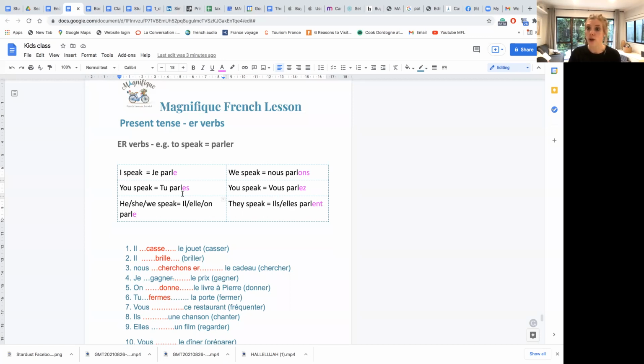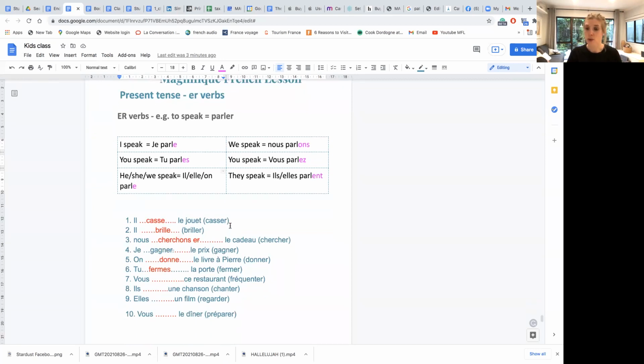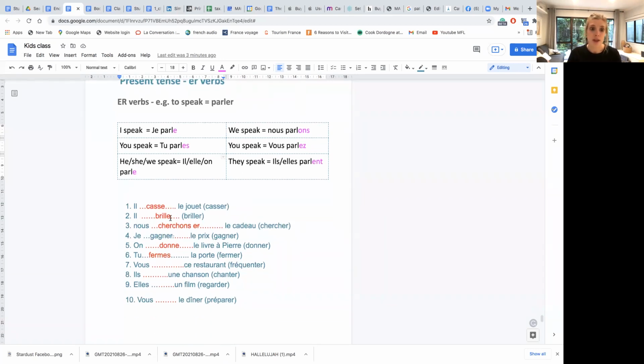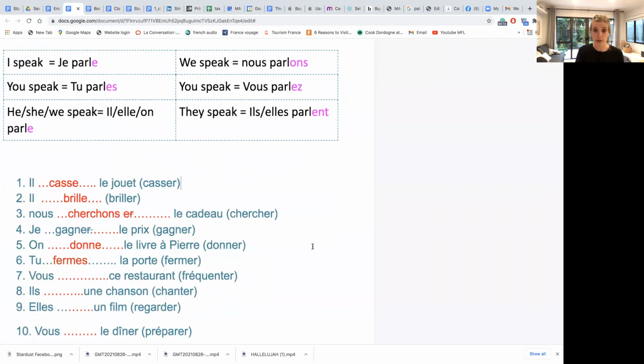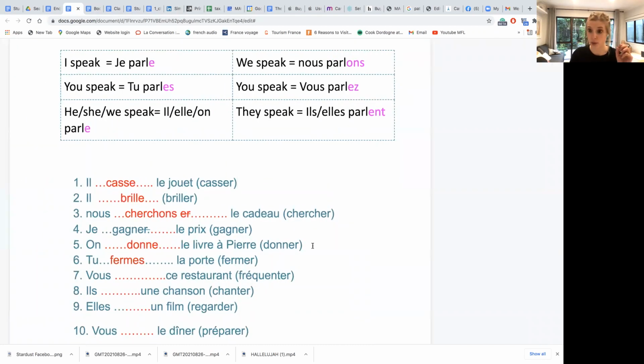So you just need to learn this pattern. Basically, you need to remember these purple letters. So I'll show you how it can be applied with all verbs that end in ER. Most verbs. There will always be some exceptions to the rule. So with number one, we have the verb in the brackets, casser. So casser is to break. We're not too concerned about what the sentence actually means here. We just want to make sure we know how to use it.